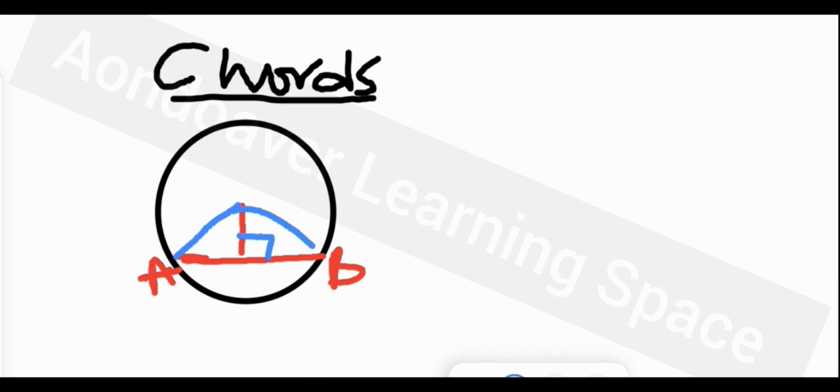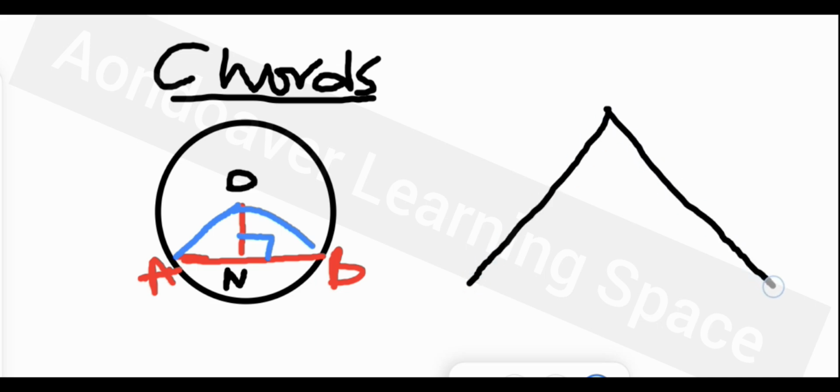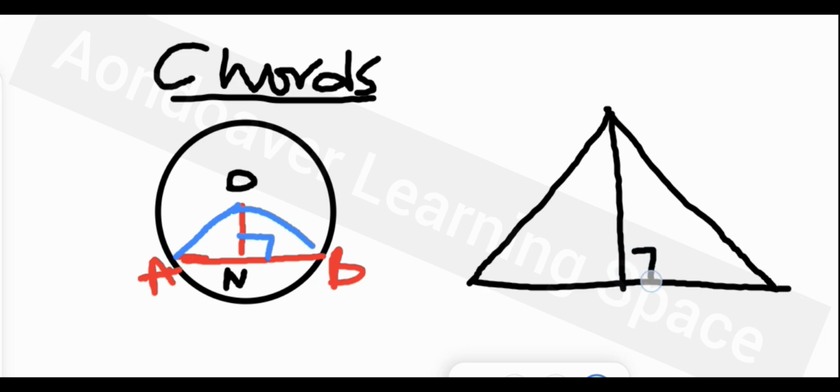So when you have a problem like this, whenever you have problems on chords, in order for you to have a clearer and better understanding, you first of all draw it. So that's point O, which is the center of the circle. So line AO is the radius, AO and OB, and then line AB is the length of the chord, and line ON is the distance between the chord and the center of the circle.